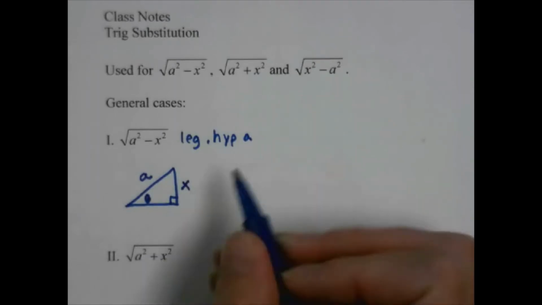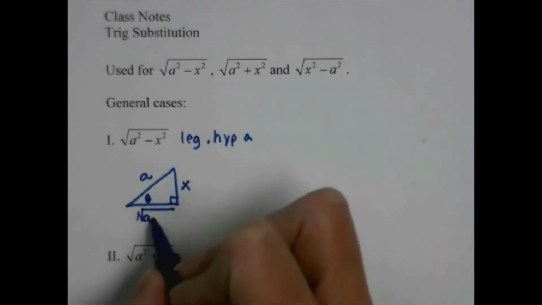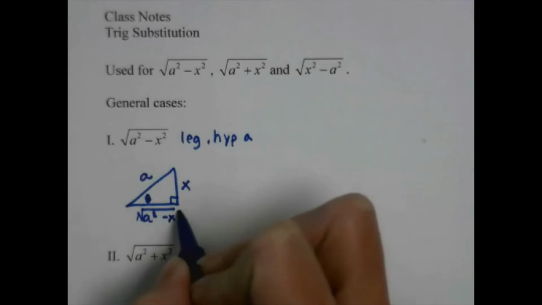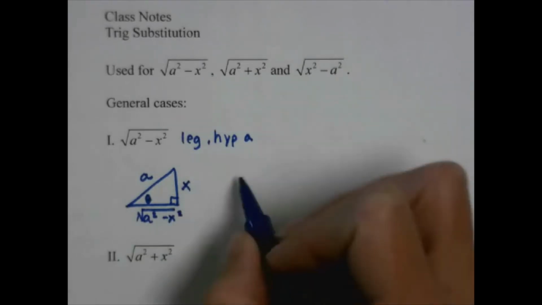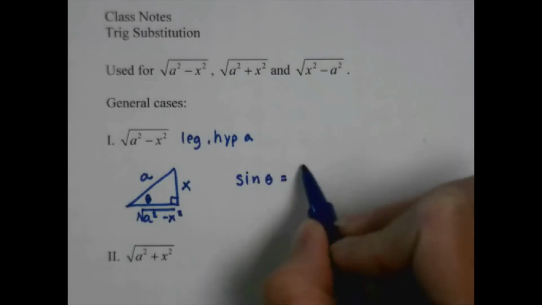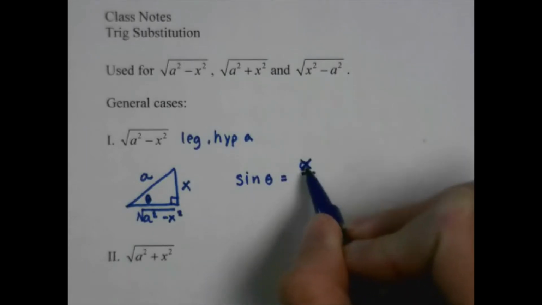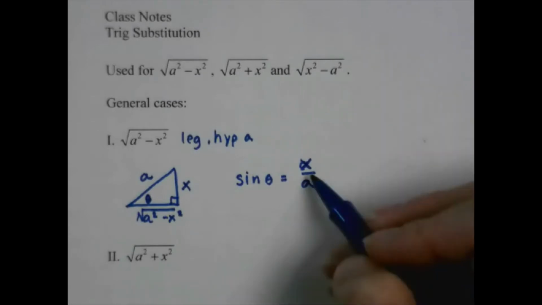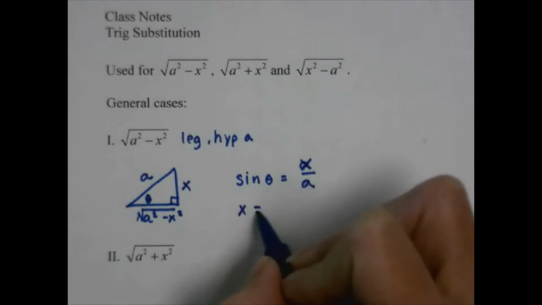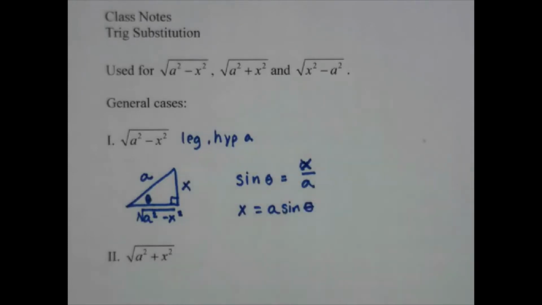So I'm going to let this equal x, which makes this, according to the Pythagorean theorem, the square root of a squared minus x squared. So here, sine of theta is going to equal x over a. So I can solve for this x. x is going to equal a sine theta. And that would be the substitution we would make.